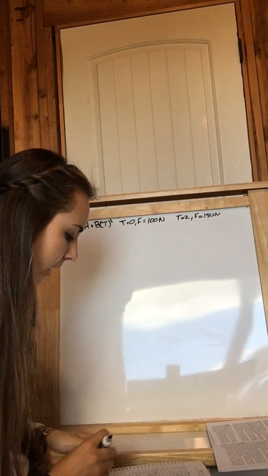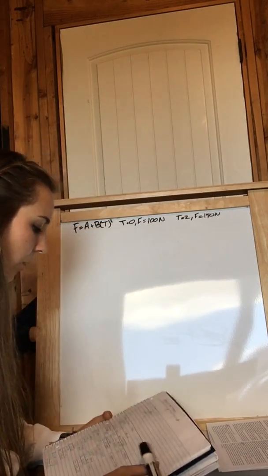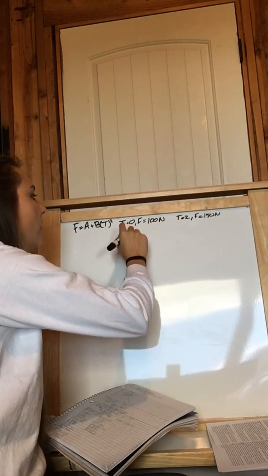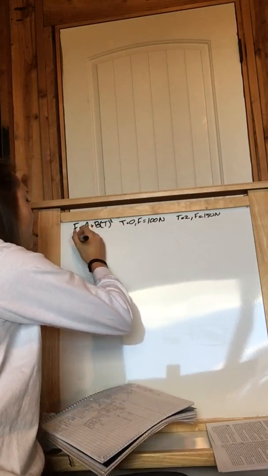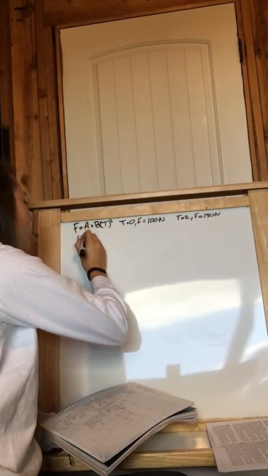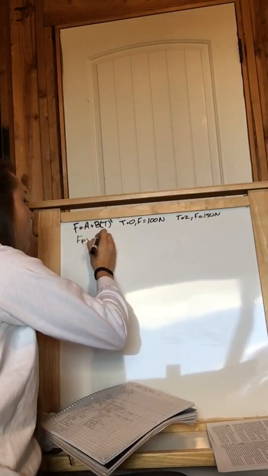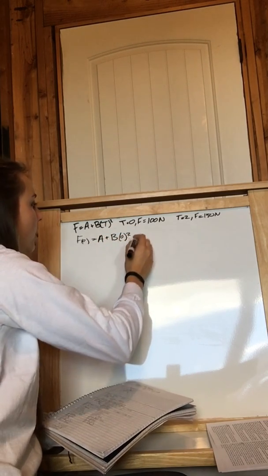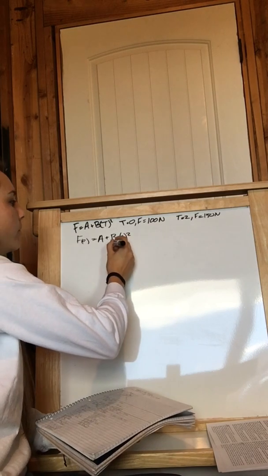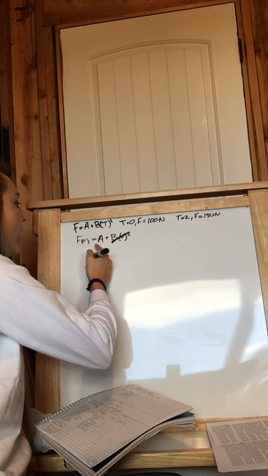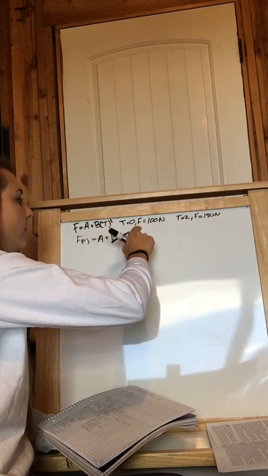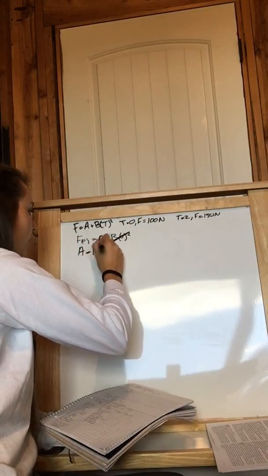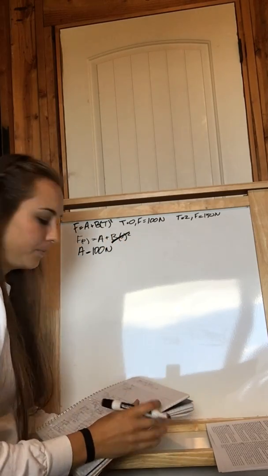So we'll start with part A. For part A, we're just going to plug these into the equation to solve. If T equals 0, then F of 0 equals A plus B times 0 squared, which is 0, since anything times 0 is 0. So A is going to equal F of 0. F of 0 is 100 newtons. So we know that A equals 100 newtons.